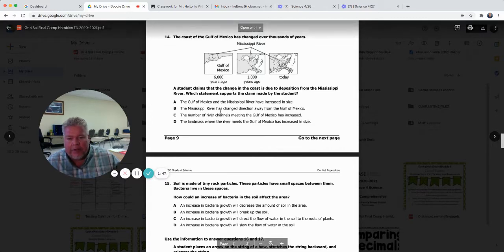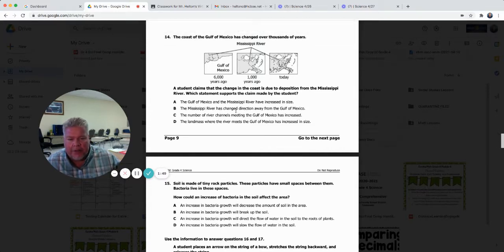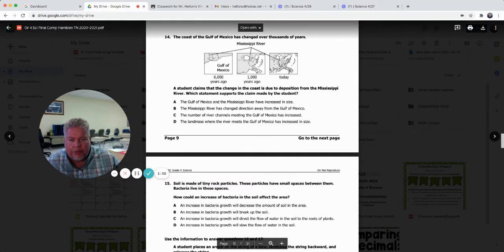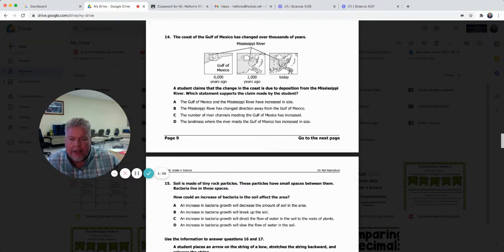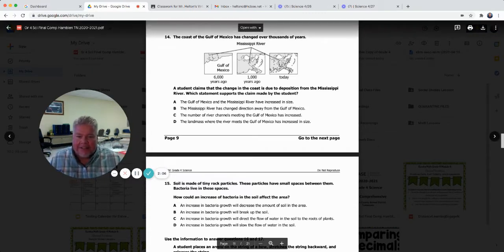The Mississippi River has changed direction away from the Gulf of Mexico? No, it's still flowing right down into it. The number of river channels meeting the Gulf of Mexico has increased. The map doesn't show that, does it? The land mass where the river meets the Gulf of Mexico has increased in size. So yes, it's going to be D.